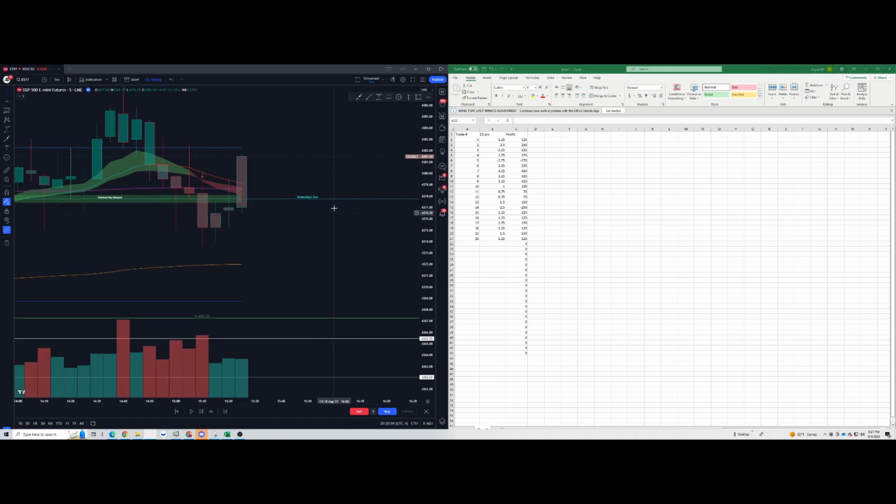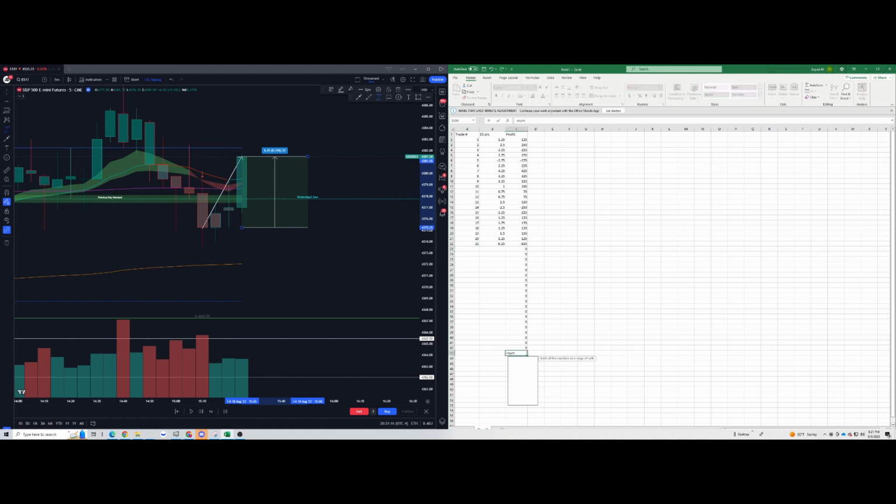Oh my god, that's a bad one. So we entered there, stopped out there, and wow, 6.25. That's probably the biggest loss for sure. So minus 6.25. It's a fat loss.